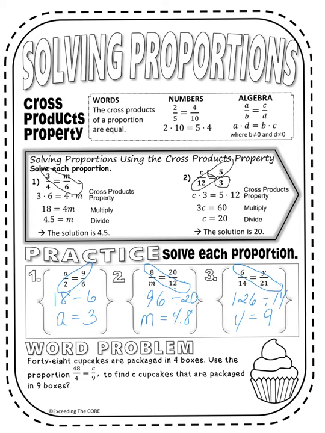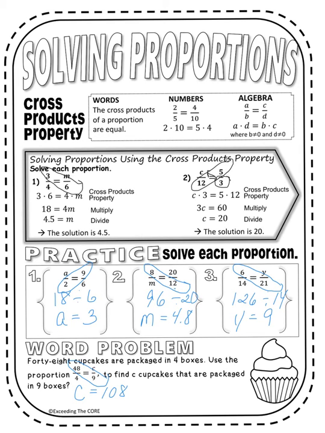So again, if we have 48 cupcakes in 4 boxes, we want to find out how many cupcakes we have in 9 boxes. So again, I would cross multiply my numbers, 48 times 9. I would use my calculator. I get 432. And then I would divide that number by the number that's diagonally across from the variable, which is 4, to get the answer of 108. Therefore, C equals 108.